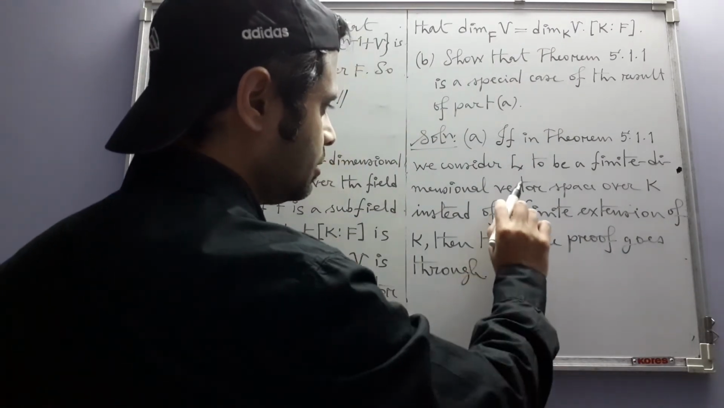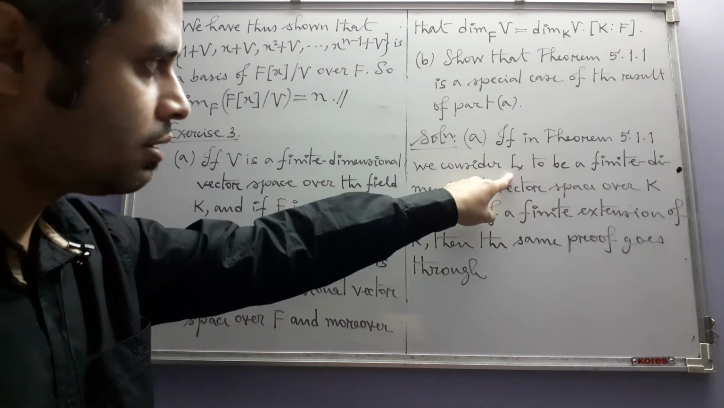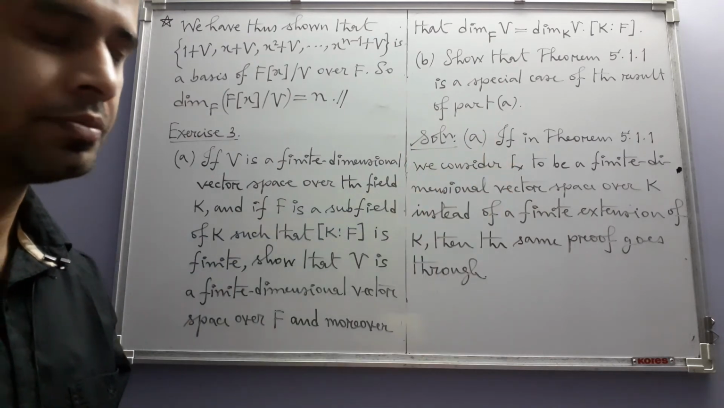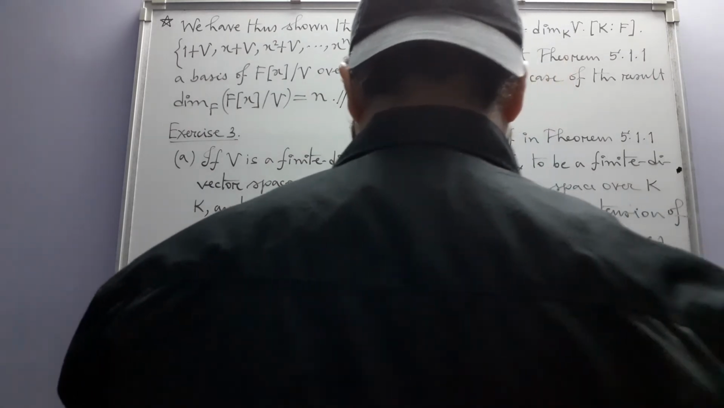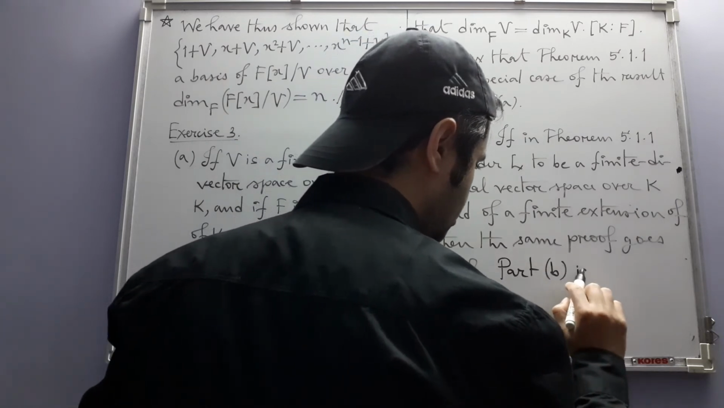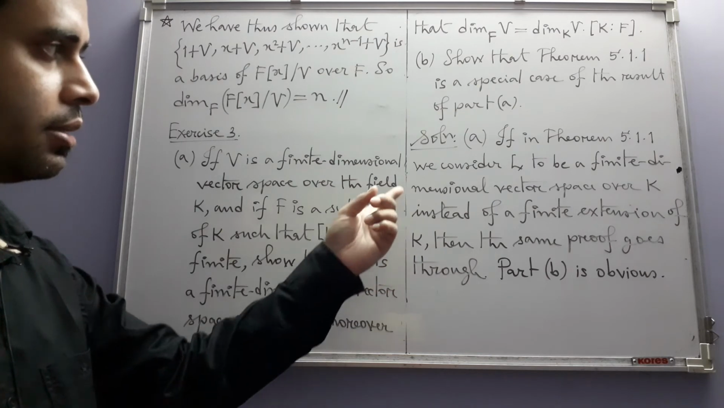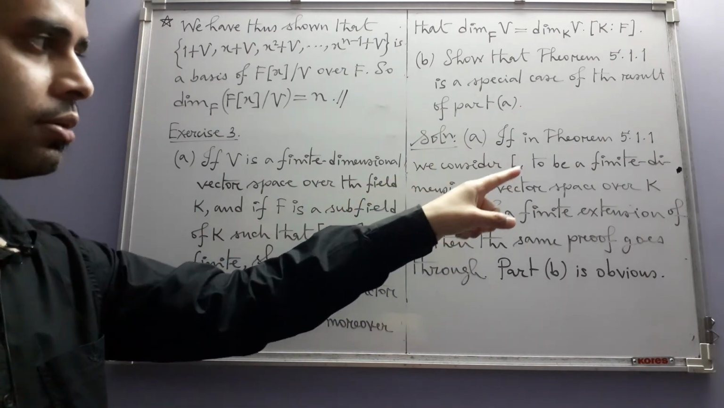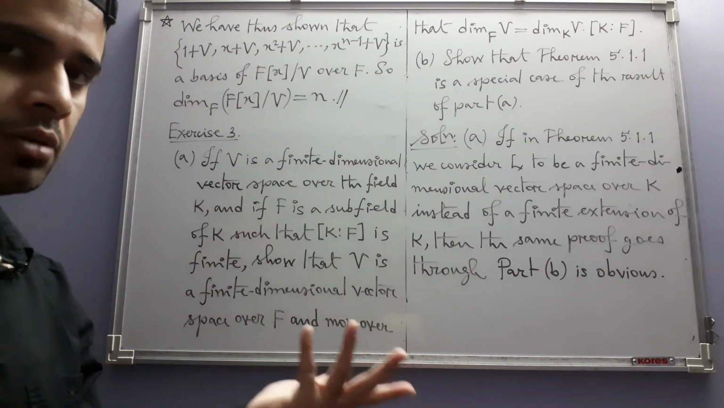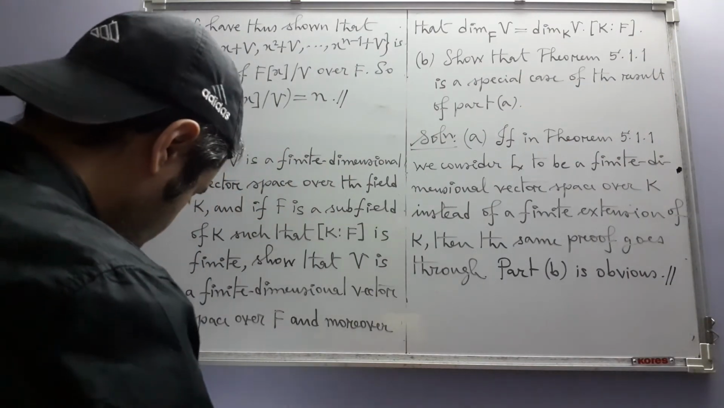You just do one thing, you see that whatever we have written here is true. You go through the proof of Theorem 511 thinking of L as a finite dimensional vector space over K instead of just as a finite extension of K, and you will see that the same proof works. And part B is obvious, because once you have this proof, then the case where L is a finite extension of K is only a special case, because every finite extension of a field is after all a finite dimensional vector space over the field. So here the solution ends like this.